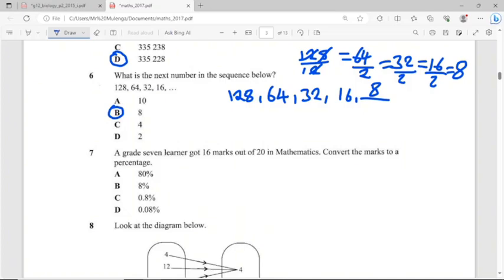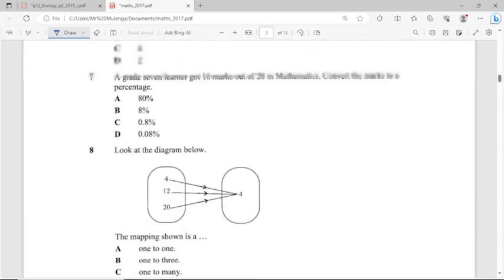Now let us come to question 7. Okay, question 7 reads, a grade 7 learner got 16 marks out of 20 in mathematics. Convert the marks to a percentage. So here we are looking at a pupil who wrote a test, and the total number of marks was 20. So from 20, this person got 16. So you say 16 out of 20. Okay, now they want you to convert this to a percentage.